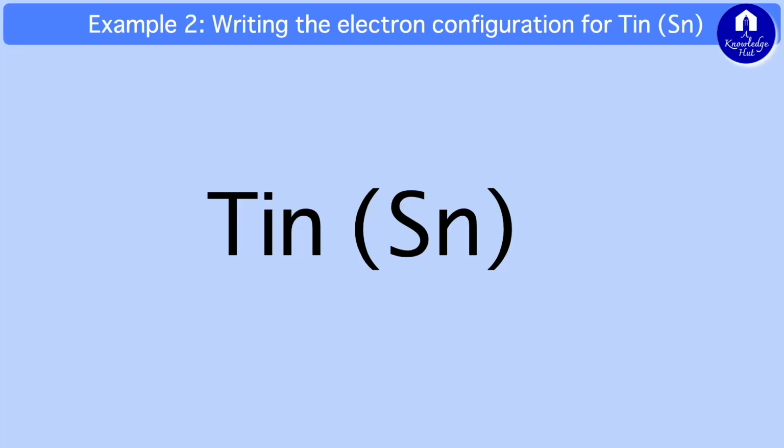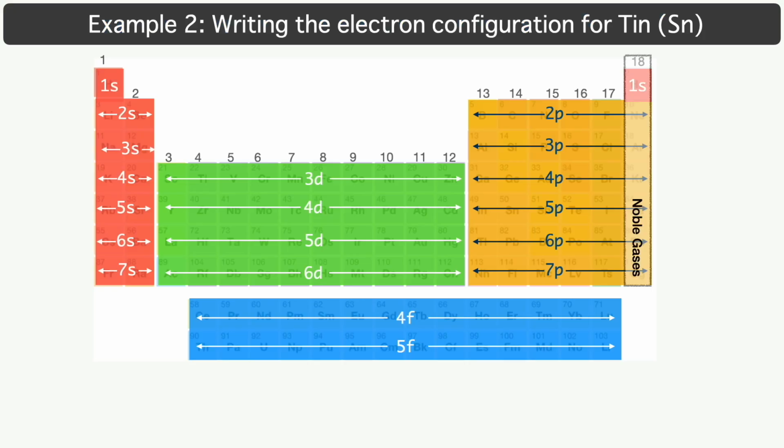Example 2. Writing the electron configuration for tin. We will use a shorthand notation for writing the electron configuration for tin. This notation uses the nearest noble gas with a lower atomic number to represent the core configuration, followed by the remaining part. Step 1. Locate tin in the periodic table and note down its atomic number as 50.